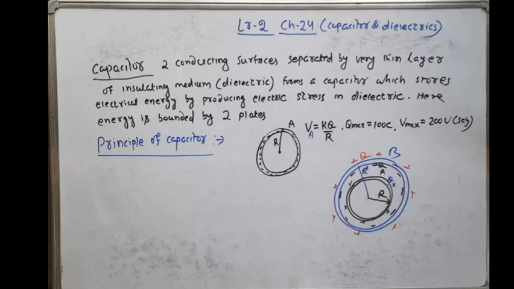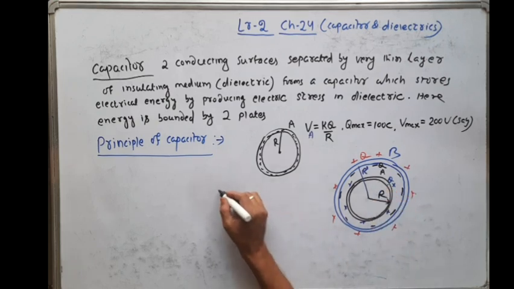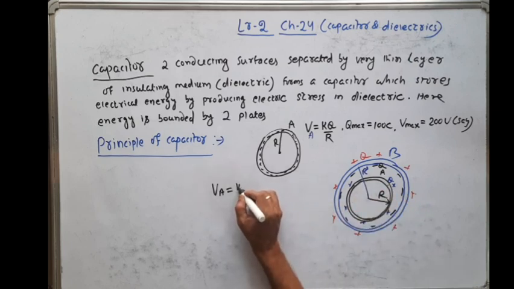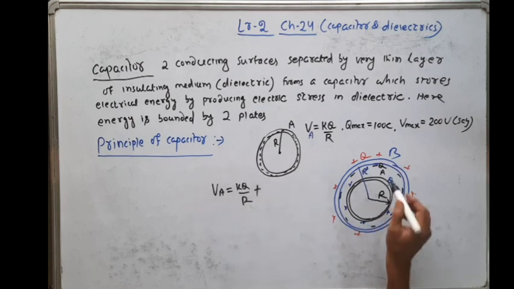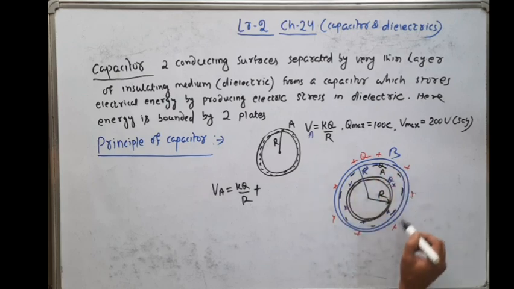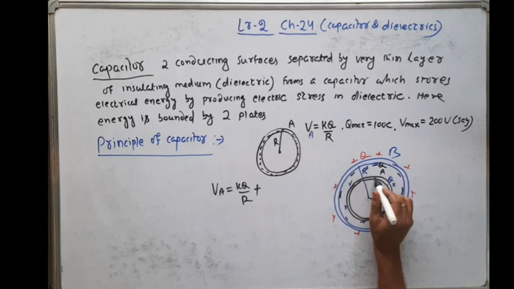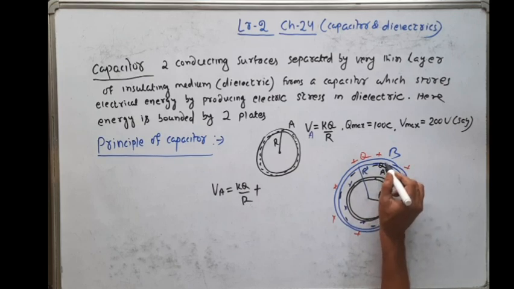Now we will find the potential at point A. The potential at point A is equal to the potential due to its own charge, that is KQ by R, plus the potential due to the negative charge. The negative charge is on sphere B, and you know, for a thin spherical shell or any conducting surface, the potential at the surface is equal to the potential at an internal point. Now this point is an internal point for sphere B, so the potential at the internal point is the same as the potential on the surface.